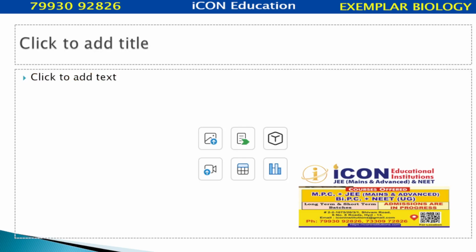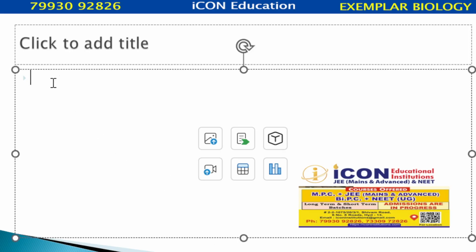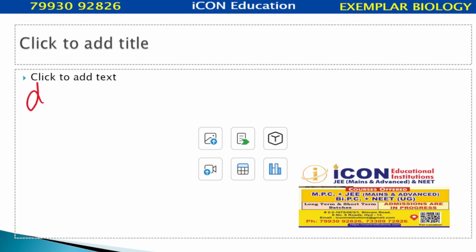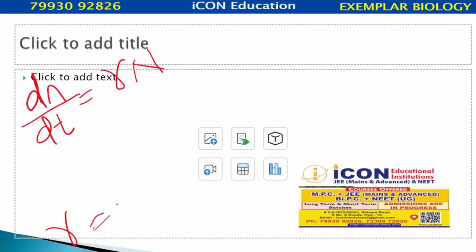First of all, we'll go with the exponential growth equation. So how will it be written? Exponential growth equation: dN by dt equal to rN. So in that, first of all, we need to find out what is r. r equal to b minus d.